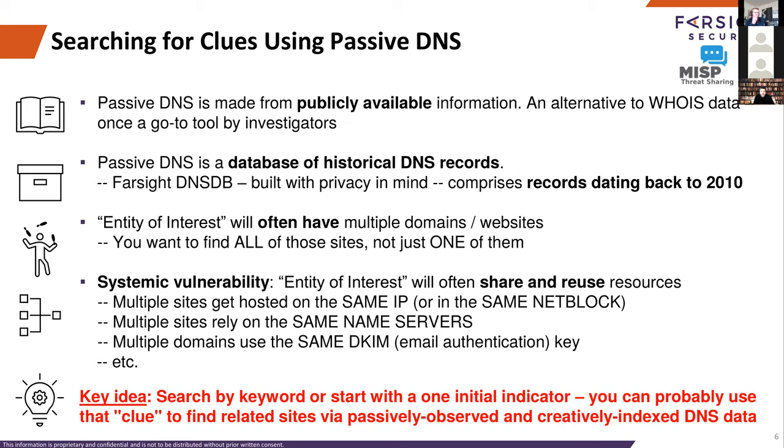Passive DNS is historical data. As I mentioned, we go back for over 10 years. The earliest record I found when I started with Farsight was April 2010. So as you can see, if something happened to your business, to your organization between then and today, almost certainly we would be able to find the records of the DNS queries which happened at that time.